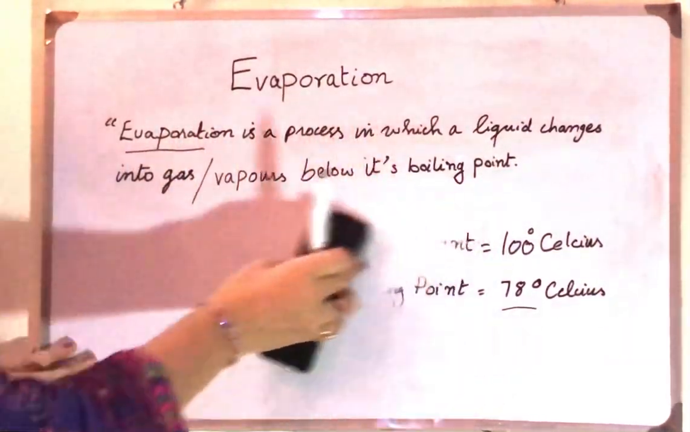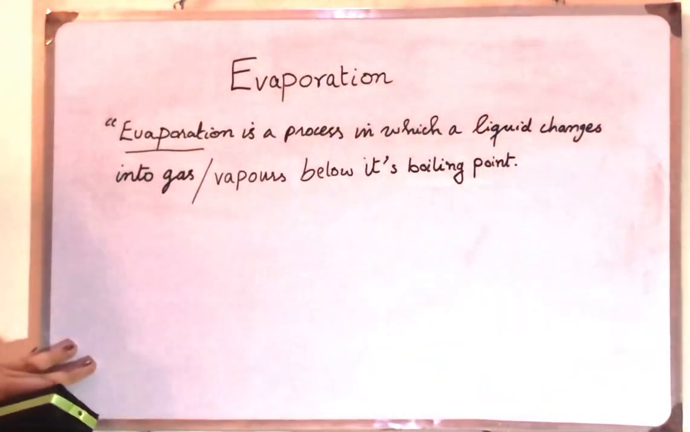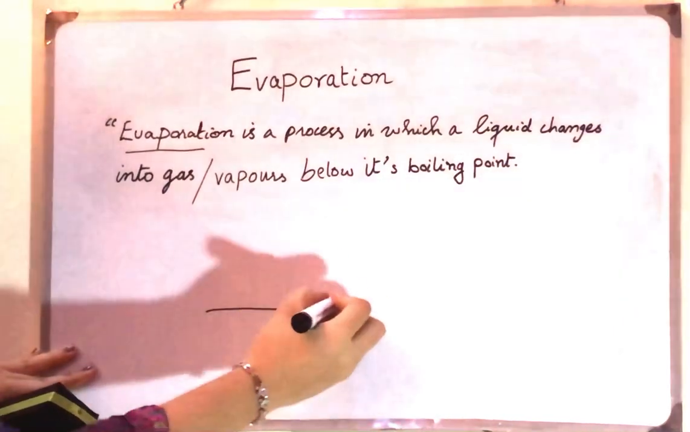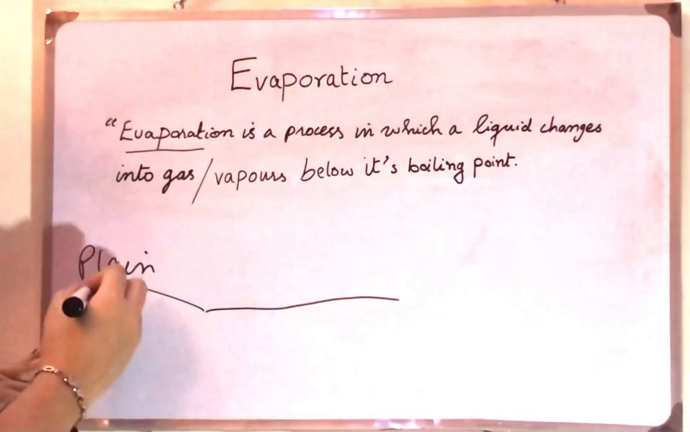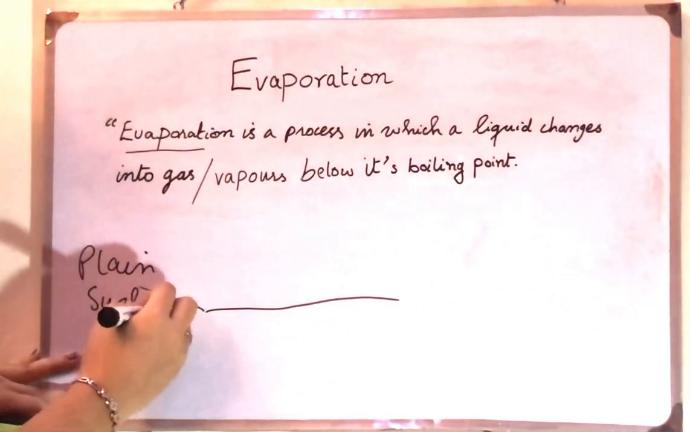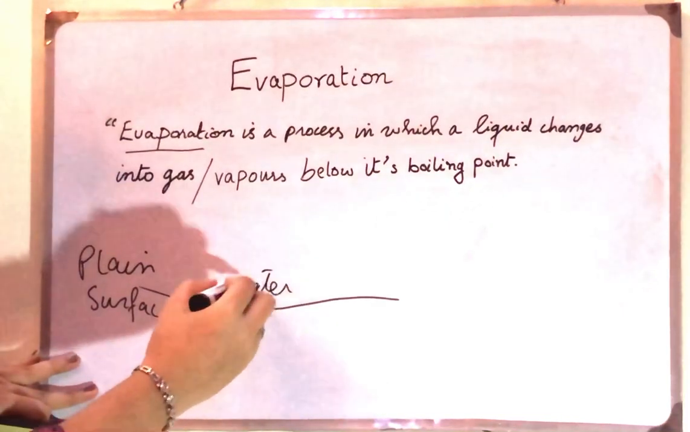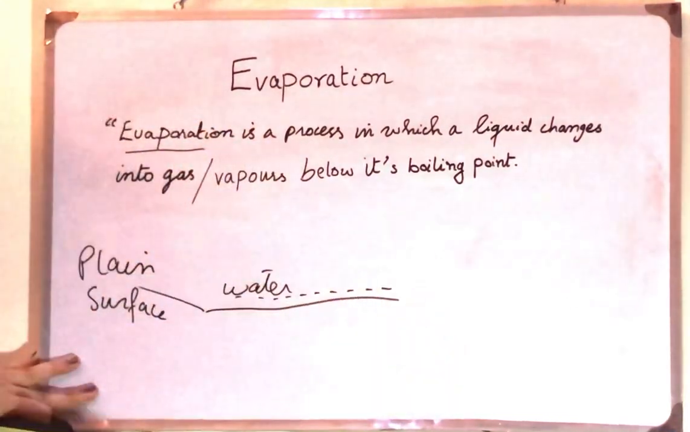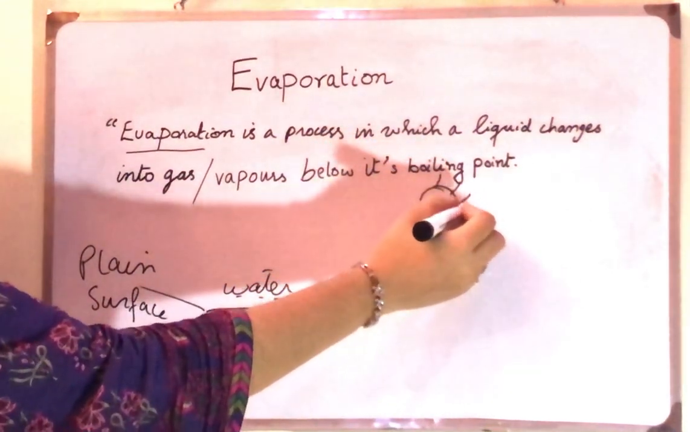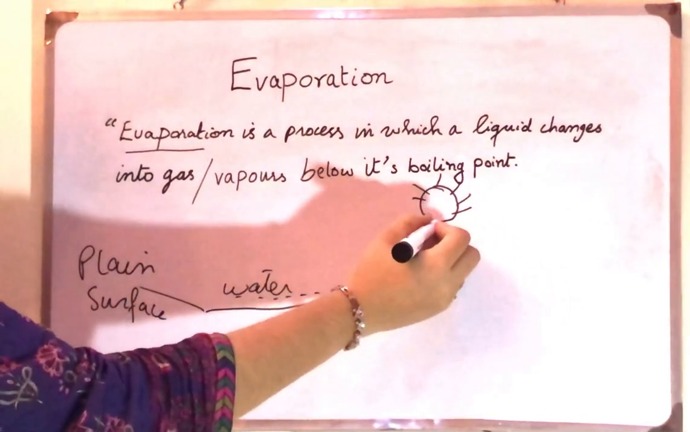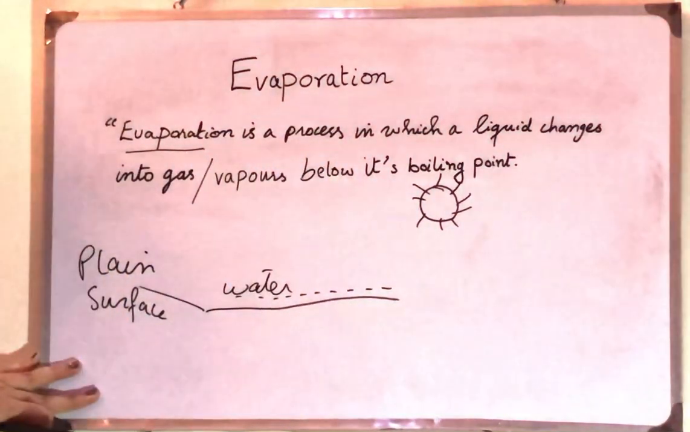Now let's explain this with an example. For example, just suppose this is a plain surface, and over here there is water, spread all over. Over here there is a sun. We have got a sun over here, water is over here, plain surface is over here.